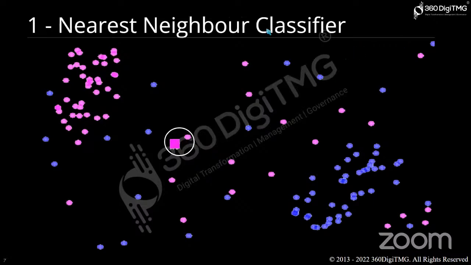Now let us see with an example. Here you can see this is a new data point which we need to classify. We are first taking one nearest neighbor. When we took one nearest neighbor, we calculated all the distances and found the shortest distance. This is the shortest distance point, and it is pink in color, so the category will also become pink.